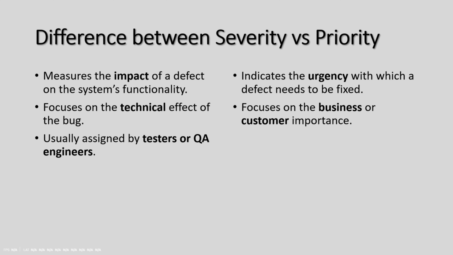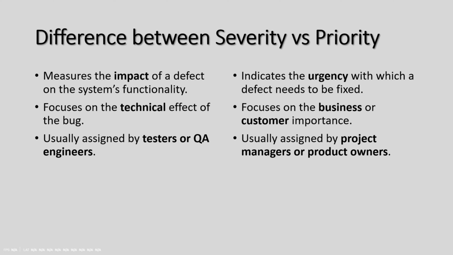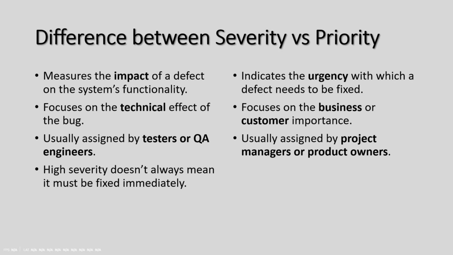Severity is usually assigned by testers and QA engineers because they are the main people who report the defects or bugs, right? So they are the ones who assign the severity, whereas priority is usually assigned by project managers, product owners and product managers. They are the authorized people to say that this defect needs to be fixed on a priority basis by this time. So this is the difference between testers and the product owners and product managers.